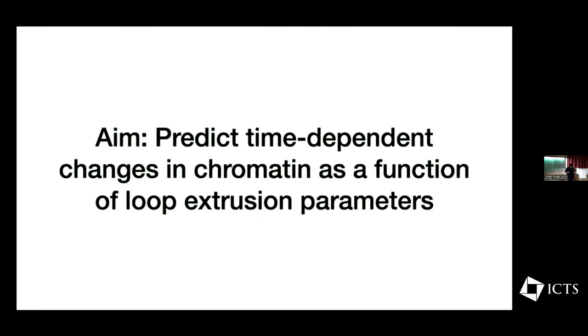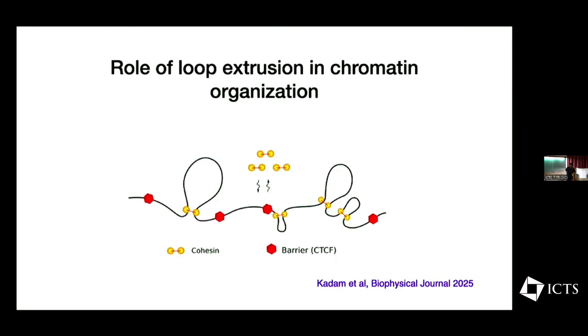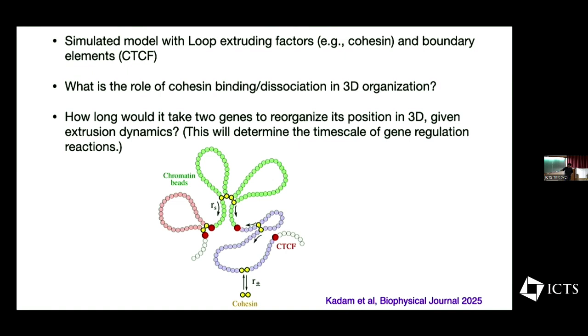So the aim of the simulation that we did is to predict the time-dependent changes in chromatin as a function of loop extrusion parameters. Loop extrusion has a set of detailed processes, and it has several parameters: binding of the loop extrusion factor, here cohesin, with some rate R plus, dissociation of this factor with some rate R minus, and they can extrude with some rate R sliding, RS, and they stop at the CTCF boundaries.